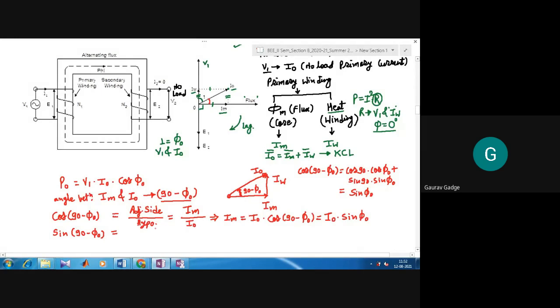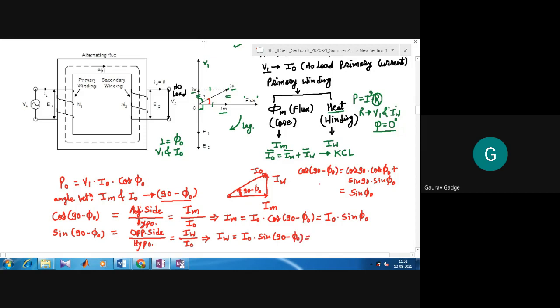Similarly, sine का trigonometric formula, it is opposite side upon hypotenuse. Now, what is opposite side upon hypotenuse? Opposite side to this angle is IW and hypotenuse is I naught. Now, what is IW? IW can be written in a similar way, I naught multiplied by sine of 90 minus phi naught.